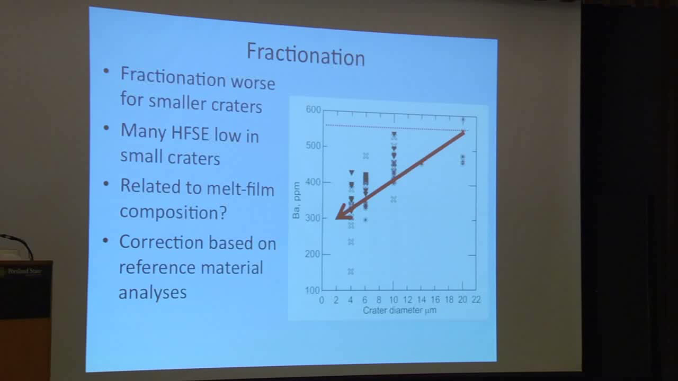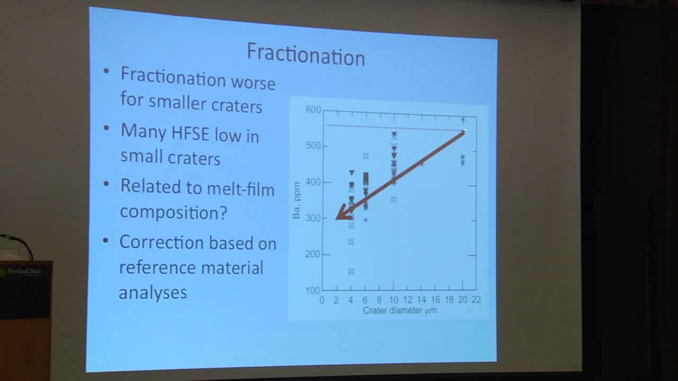The problem with using silicon as an internal standard, which you don't get so badly when you use calcium as an internal standard, is fractionation. And fractionation is an effect that happens at the laser sample interface where elements don't vaporize off the sample quantitatively. So you get preferential retention of elements in the sample, you get preferential volatilization of elements from the sample. And this shows the effect of this with crater diameter across the bottom.